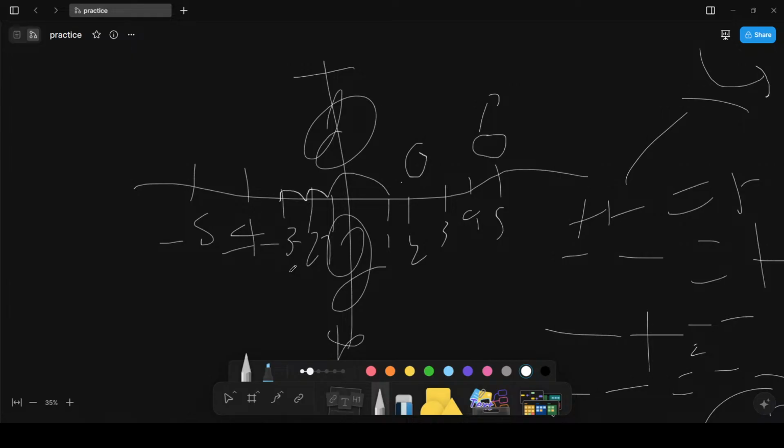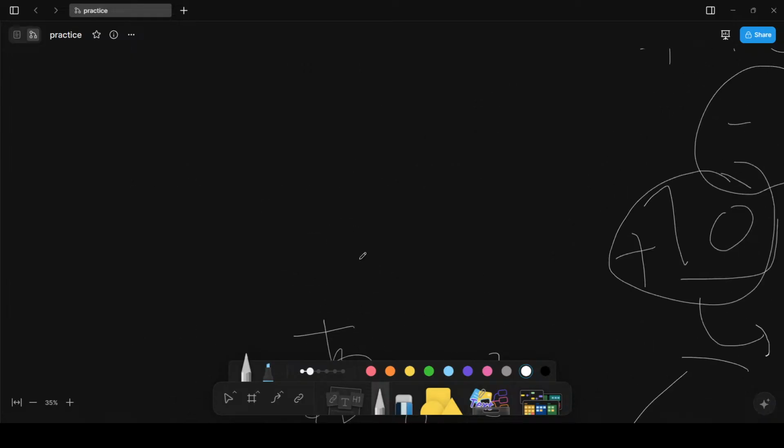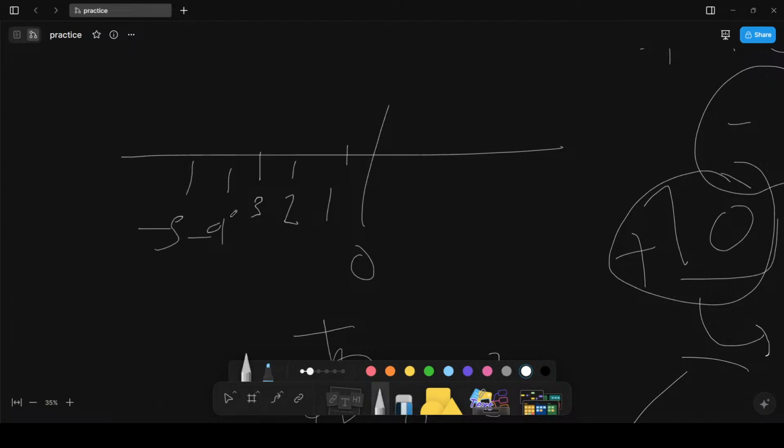Are we correct in that? Let's see. We start at 2, then we move 3 steps backward. So 1, 2, 3. We land on minus 1. Yeah. So when we say 0 here, 1, 2, 3, 4, 5 are all negative, then 1, 2, 3, 4, 5.